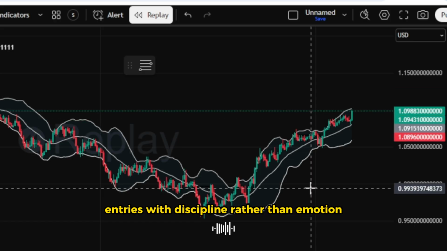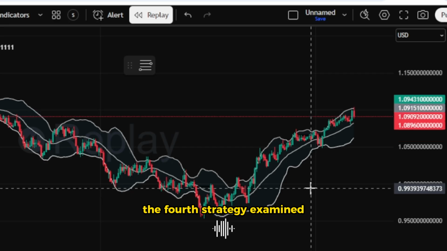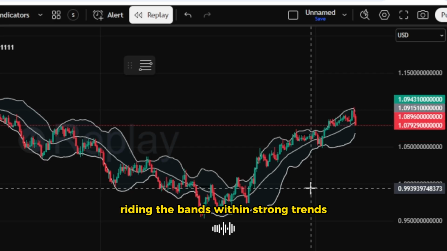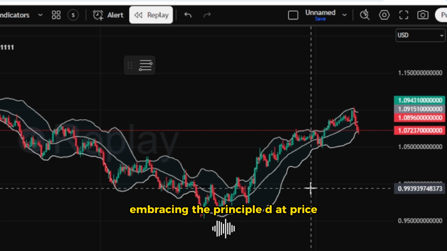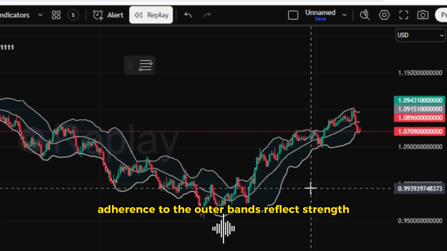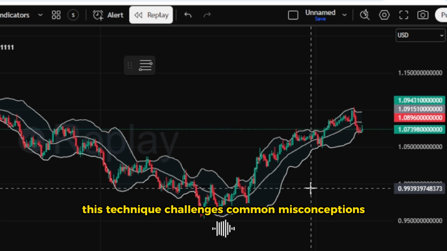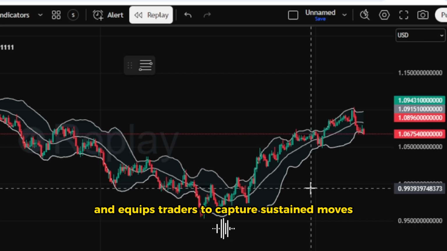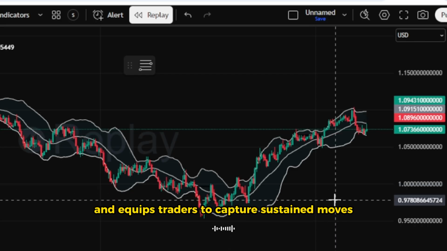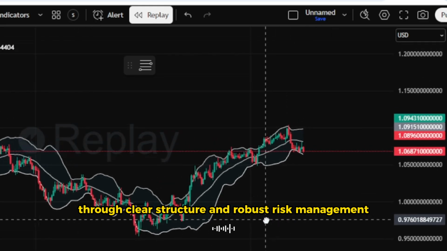The fourth strategy examined riding the bands within strong trends, embracing the principle that price adherence to the outer bands reflects strength, not exhaustion. This technique challenges common misconceptions and equips traders to capture sustained moves through clear structure and robust risk management.